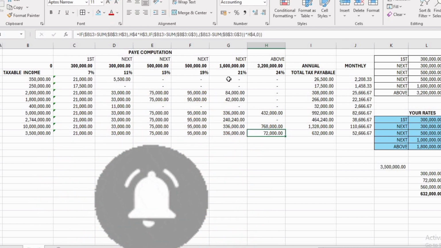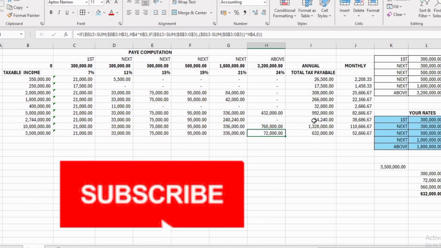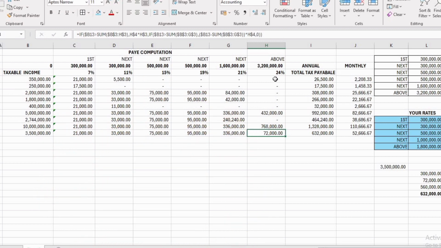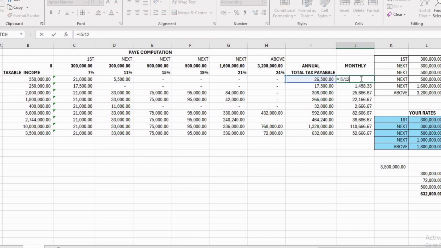What you need is to ensure that your cell referencing is accurate. So we have both the annual results and the monthly results. For the monthly results, just divide the annual results by 12 because PAYE is mostly computed on an annual basis.